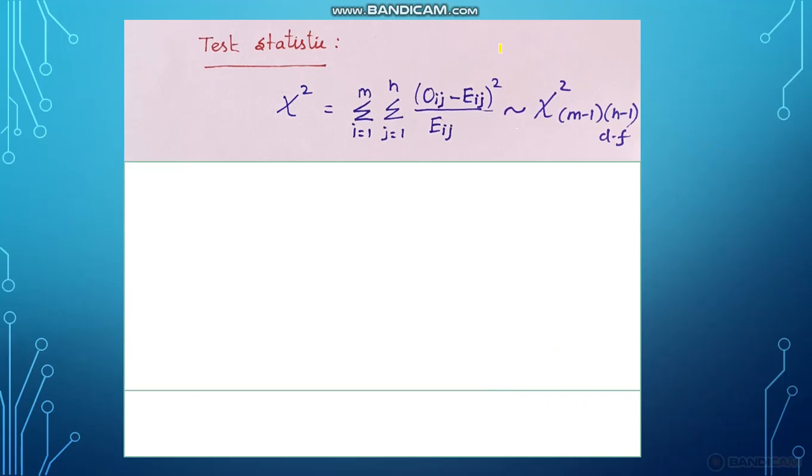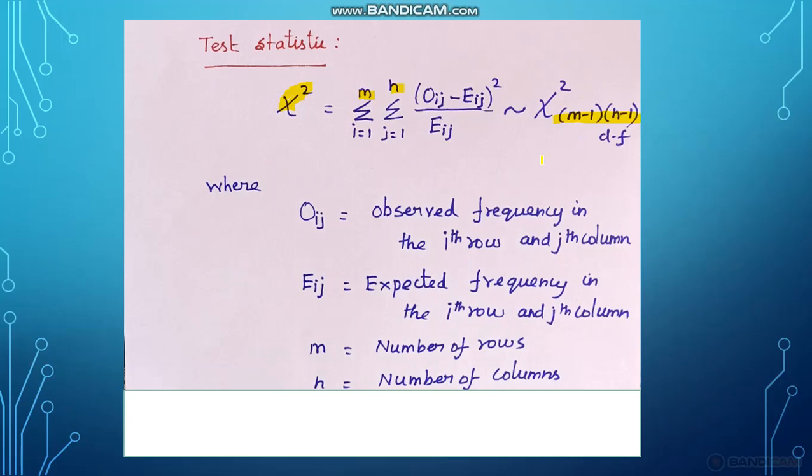The formula is chi square, equal to the summation of i equal to 1 up to m and summation of j equal to 1 up to n. This statistic follows a chi square distribution with (m minus 1) and (n minus 1) degrees of freedom.